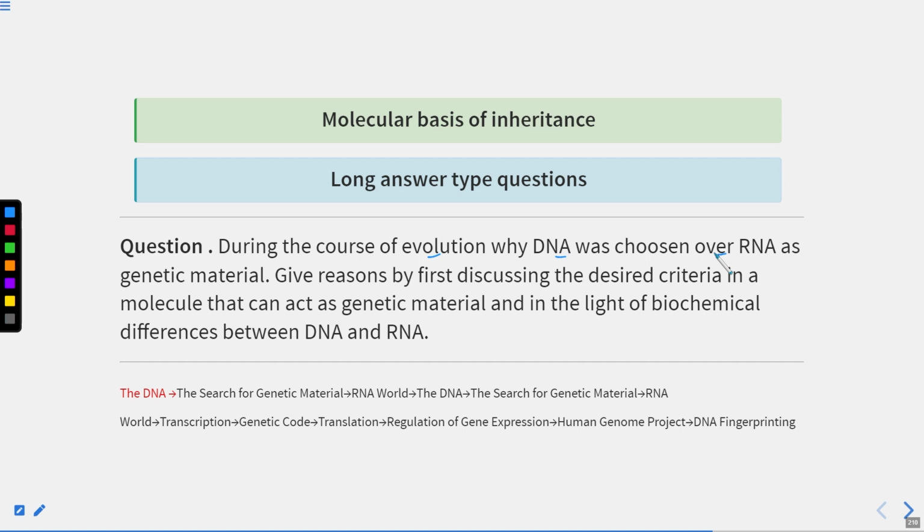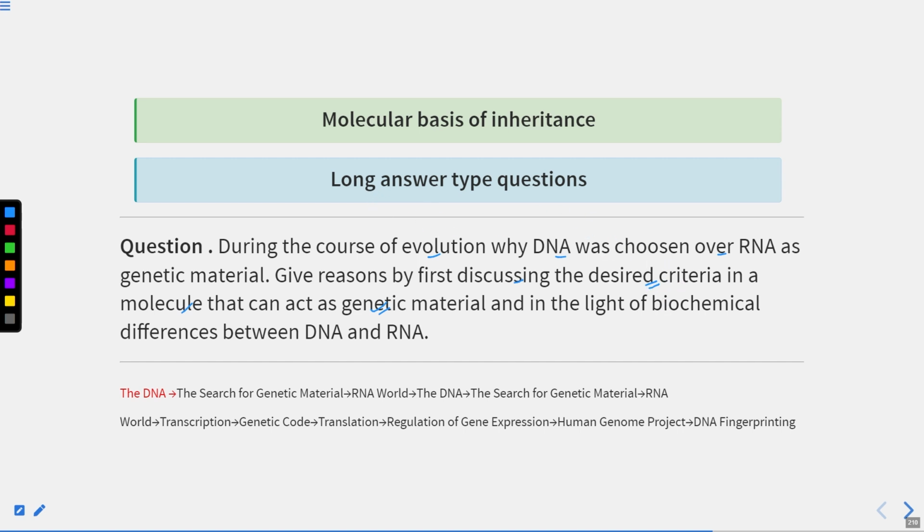But RNA was very unstable. Why is it unstable? Because of the presence of the 2' hydroxyl group, whereas in DNA the 2' hydroxyl group is absent. So DNA consists of deoxyribose sugar, whereas RNA consists of ribose sugar. DNA lacks the OH group, whereas RNA has the OH group on the second position. Now you have to give reasons by discussing the desired criteria in a molecule that can act as a genetic material.